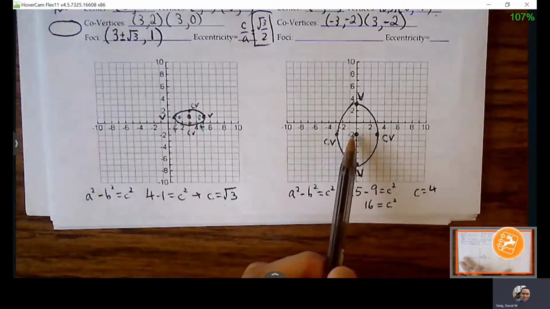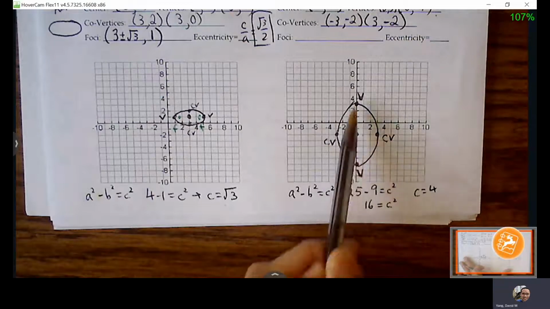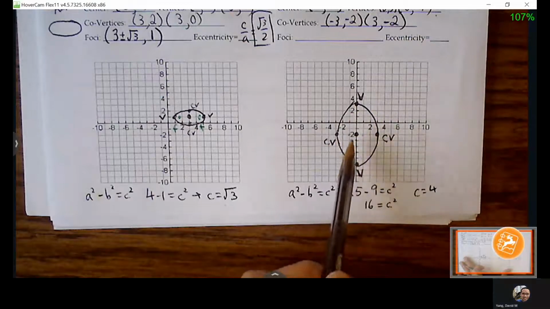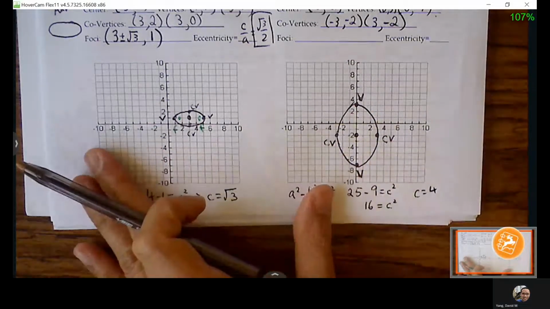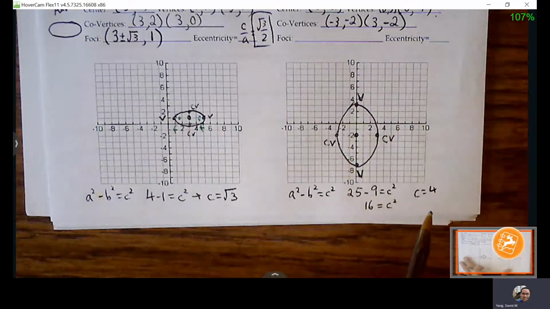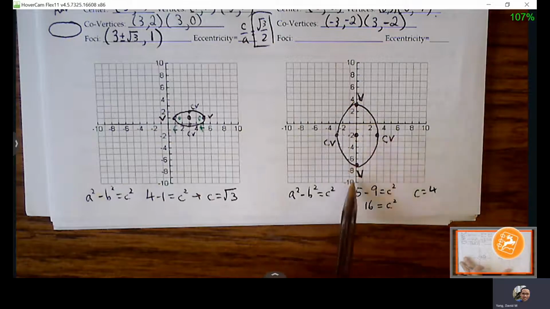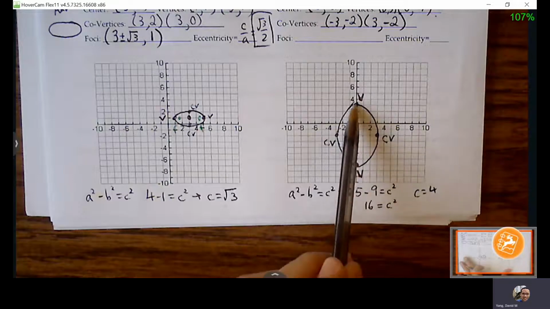Okay, so to get to my focus from the center, do I count vertically or do I count horizontally? Vertically. Okay, so your focus is always going to be along your major axis. It's going to be along the same axis as your vertex. So wherever your vertex is, that's where your focus is going to go along as well.